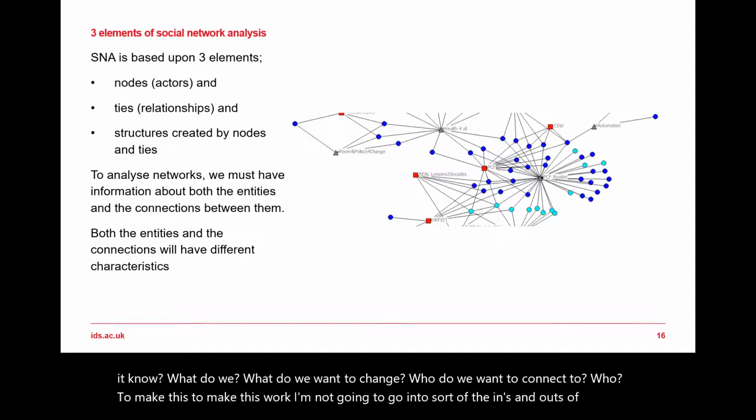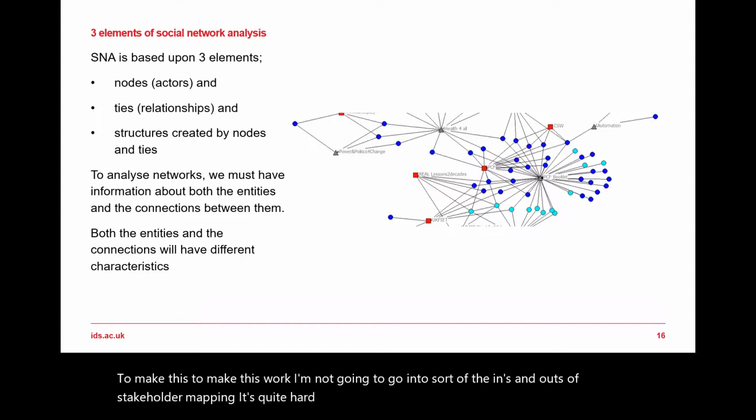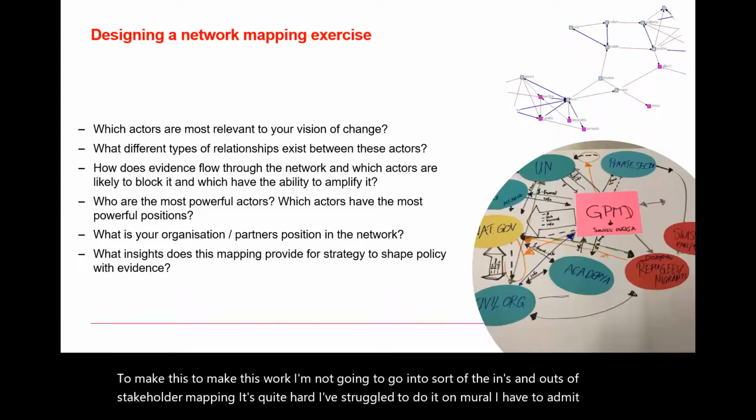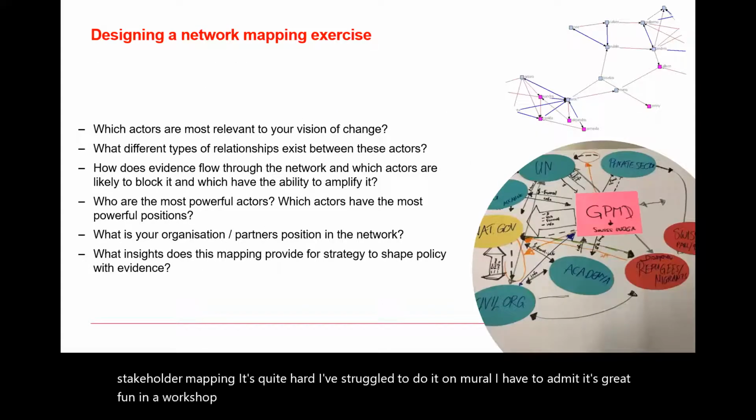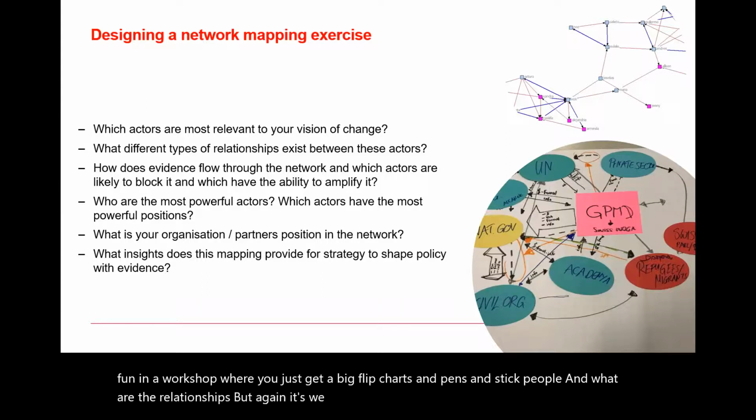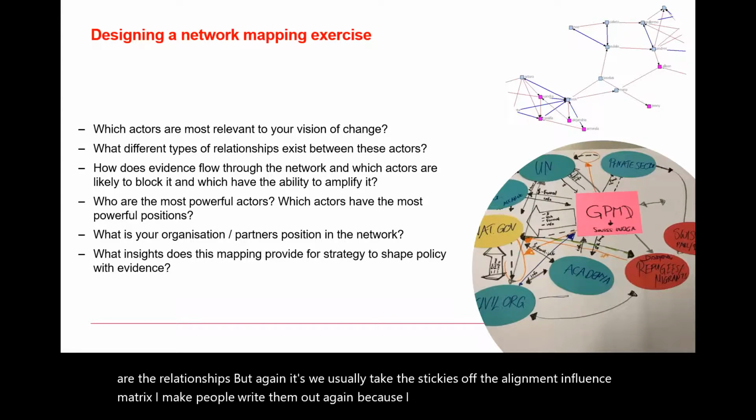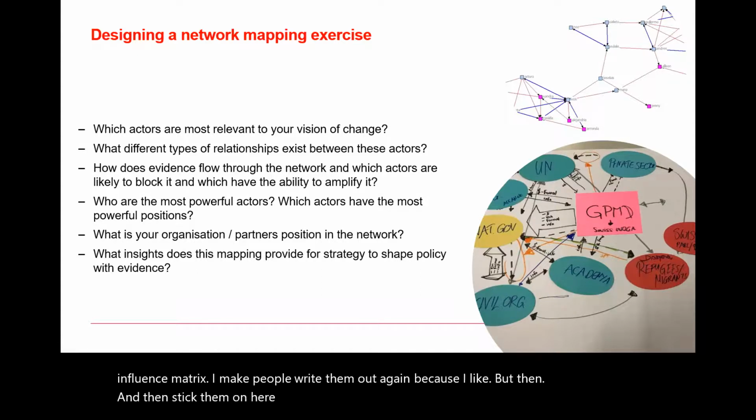It's quite hard. I've struggled to do it on Mural, I have to admit. It's great fun in a workshop where you just get a big flip chart and pens and stick people up and ask what the relationships are. We usually take the stickies off the alignment influence matrix. I make people write them out again, then stick them on here and move them all around. Who's connected to whom?